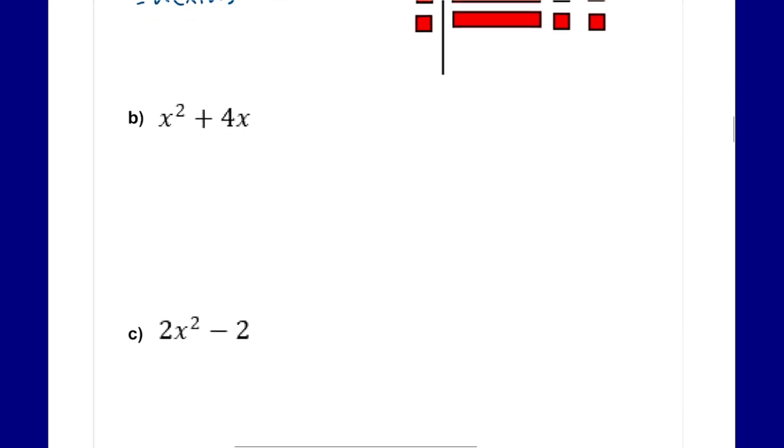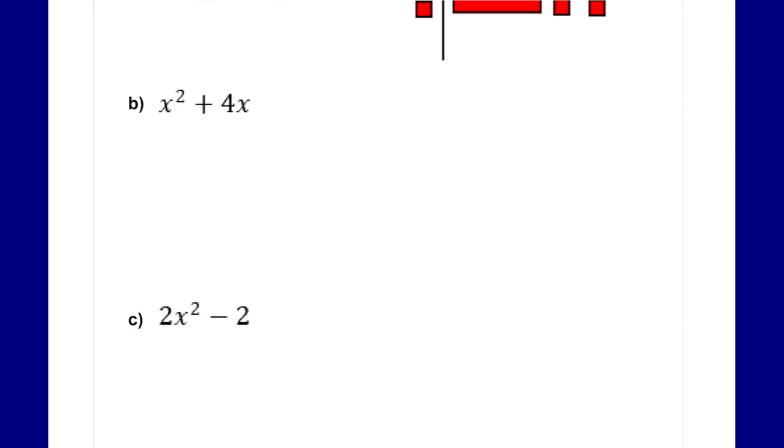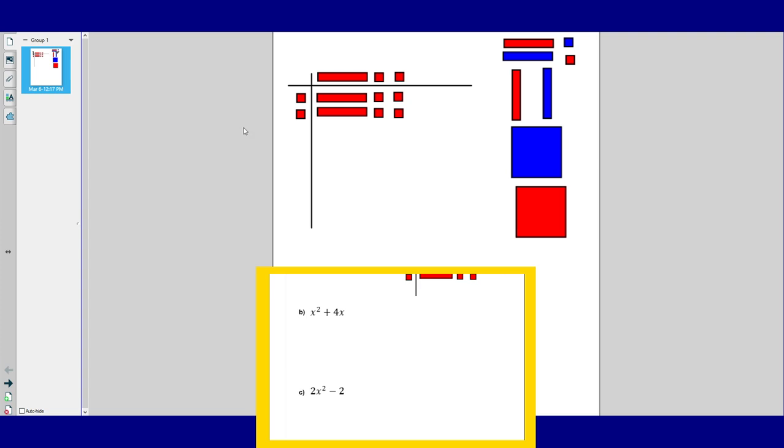I can do the same thing with the next two. So let's go back to our tiles. We want to come up with two factors, or two things that when I multiply them, I get x squared plus 4x. So again, I'm going to put on the inside an x squared, and now we need a plus 4x. So I could say 1, 2, 3, 4. And that would work.